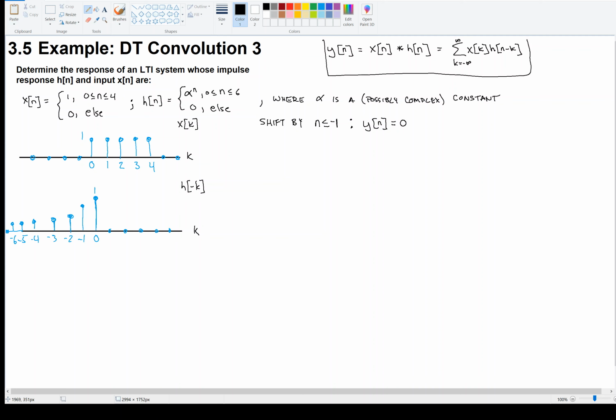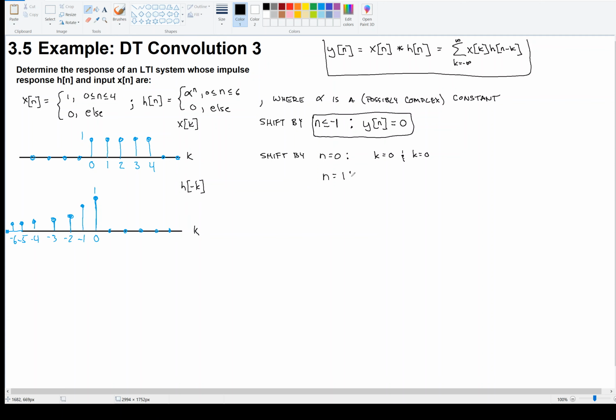This is going to end up being a piecewise function. So we see that a piece of the output is this. When n is less than or equal to -1, the output is going to be 0. So we're going to remember that. Now, let's say I shift by n equals 0, meaning I don't shift at all. The non-zero overlap is between k equals 0 and k equals 0, meaning there's just really this one point of non-zero overlap.